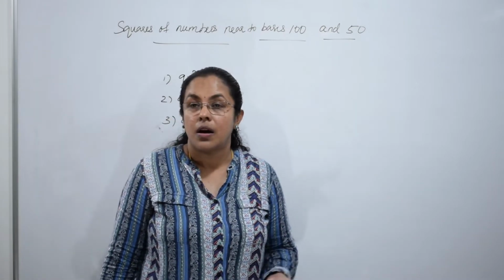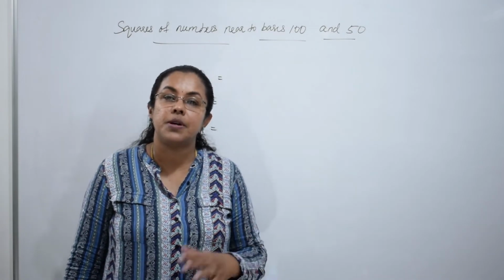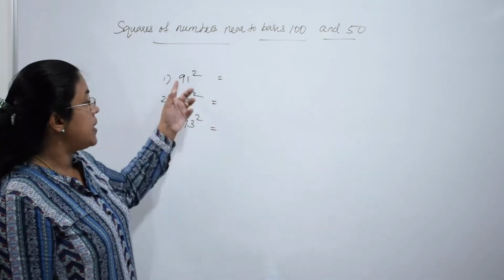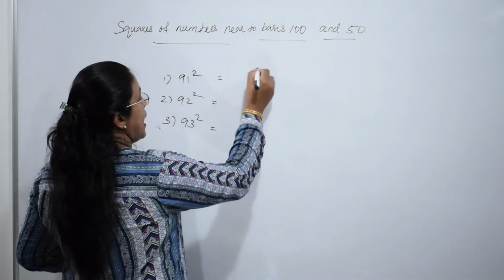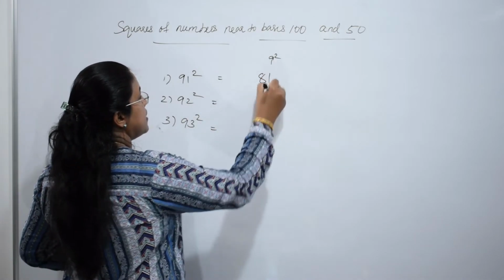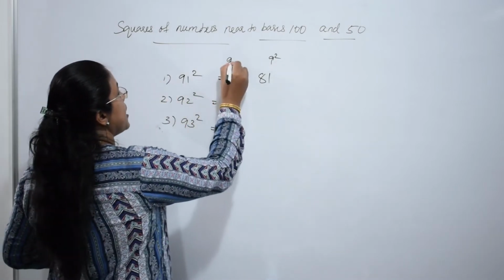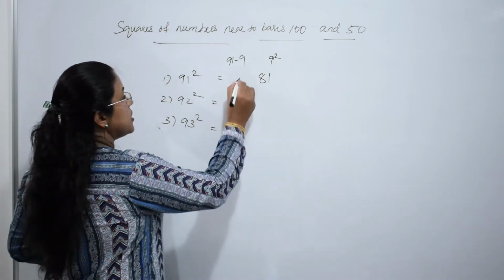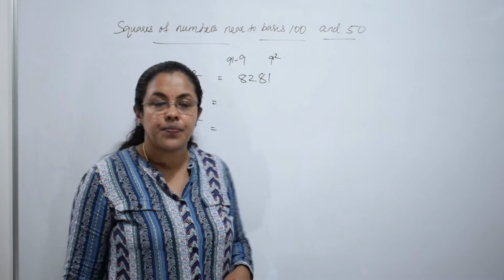Hope you are remembering how to multiply two numbers using the base 100 method, isn't it? 91 is 9 less than 100, so 9 square, 81, is the first answer. For the second answer, subtract 9 from 91, that is 82. So the final answer is 8281.